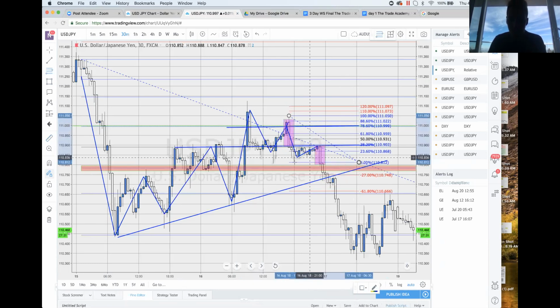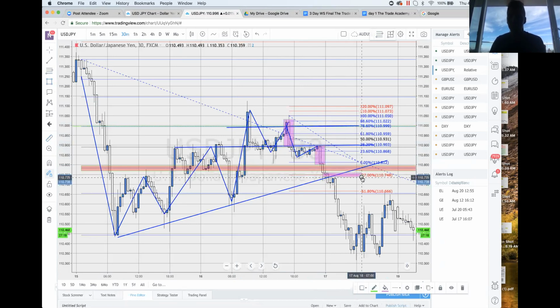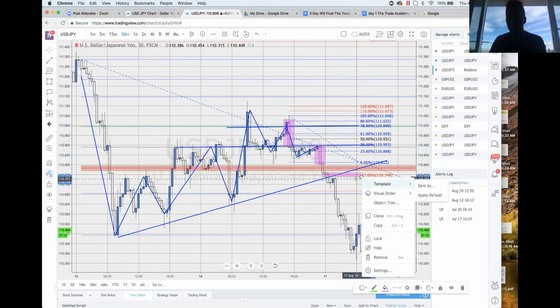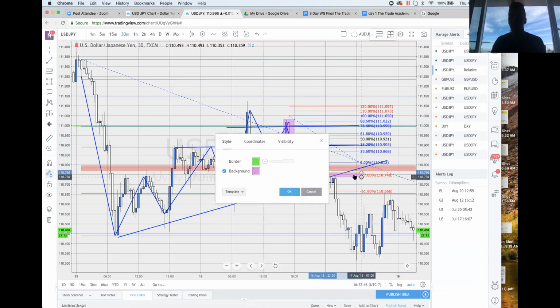And look, in the end, it came up to the 38.2 Fibonacci retracement. My first take profit on lower time frames like M30 would have been right here. That would have been my first take profit on lower time frames. Now, you're going to be adapting to the price. You're going to be adapting to this right here.